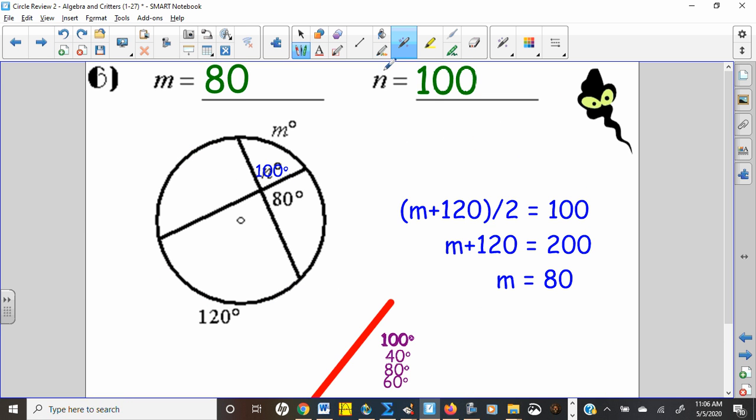Number 6 is a direct application of Theorem 10.12 to chords intersecting. So the angle formed is the average of the arcs intercepted. So first of all, we probably want to use linear angles to get n, but then we just average m and 120. We average those to get the 100-degree angle.